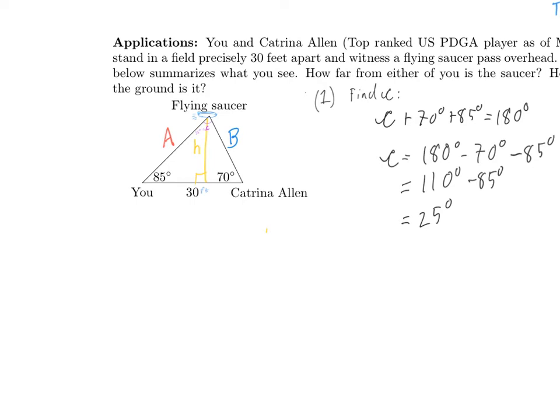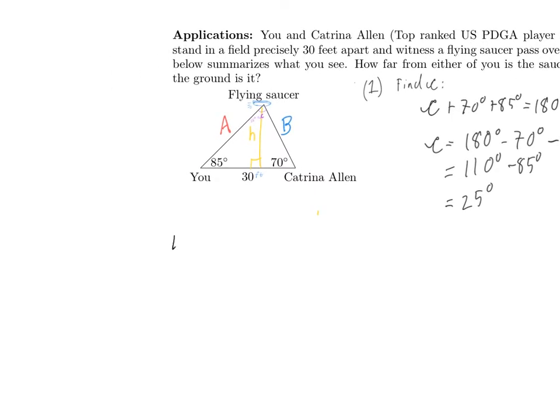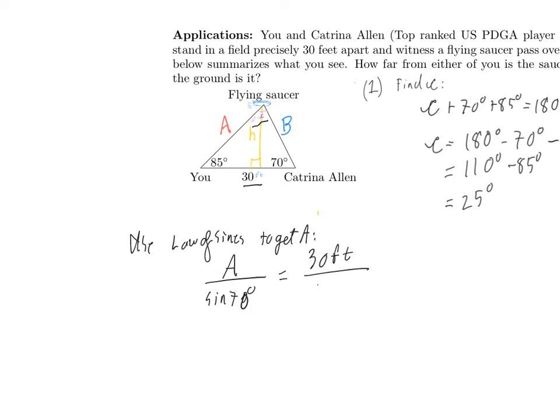So now that I know that angle, let's use the law of sines to get A and to get B. Well, what do I know? I know that A divided by the sine of the angle opposite is equal to the ratio of any side divided by the sine of the angle opposite. And there's a pair of an angle which I know and a side opposite, 25 degrees and 30 feet. So A divided by sine of 70 degrees is 30 feet divided by the sine of 25 degrees.